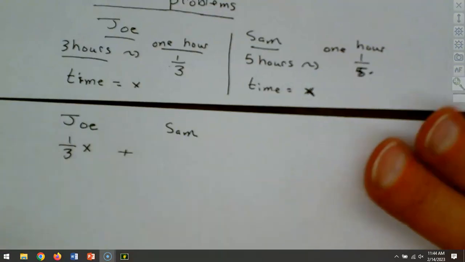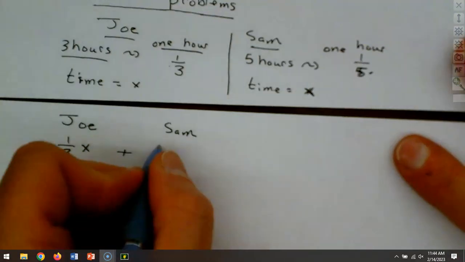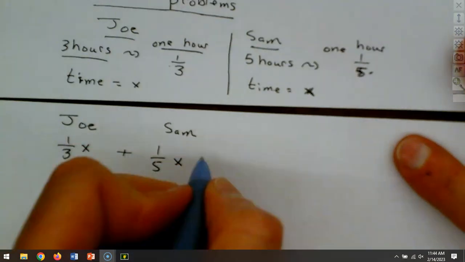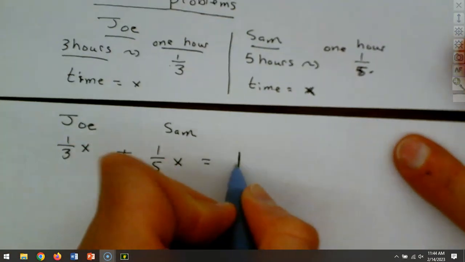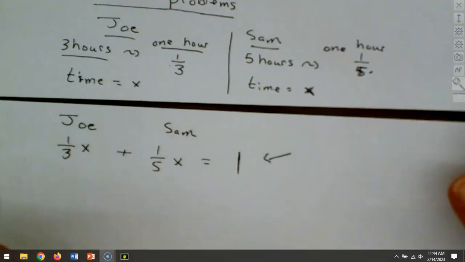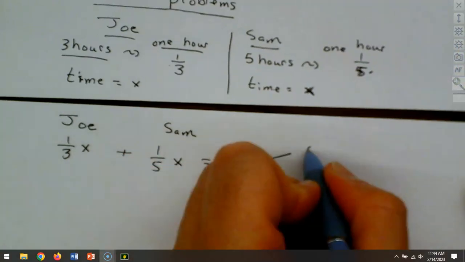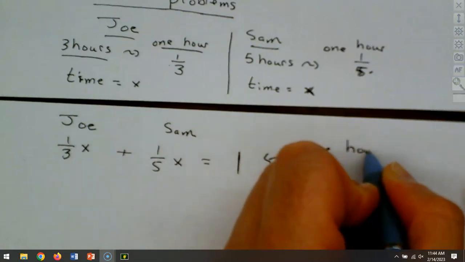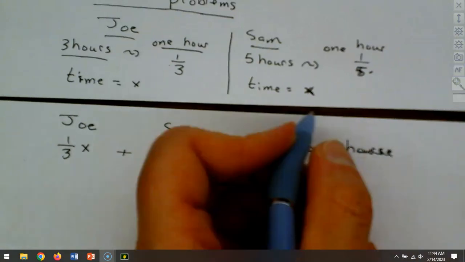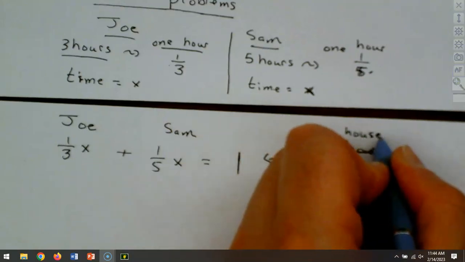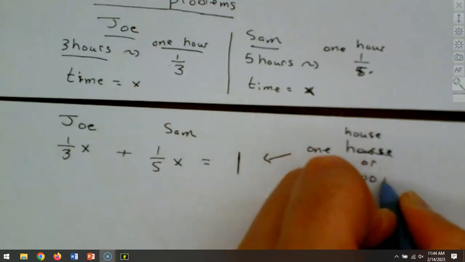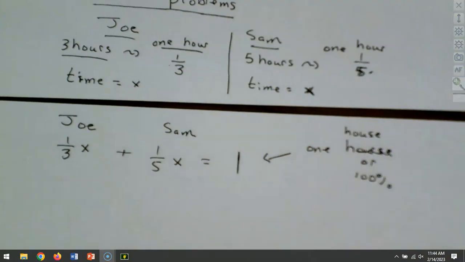What about Sam? Sam is 1/5 x. They're adding together, and this is going to equal 1. Why does it equal 1? That 1 represents 1 house, or 100%, right? So it's always going to equal 1 because we're going to have it equal 1 house, or 100%, or filling up 1 pool, whatever it is, it's always going to equal 1.